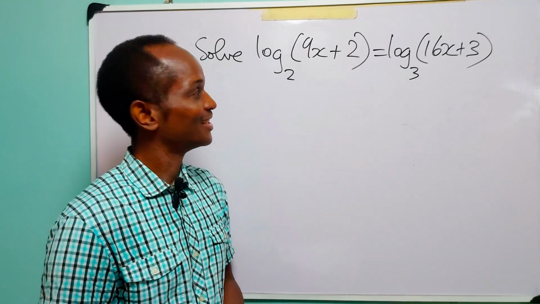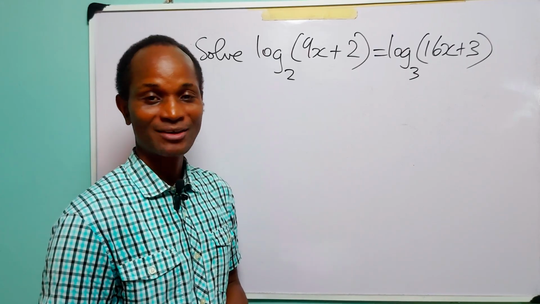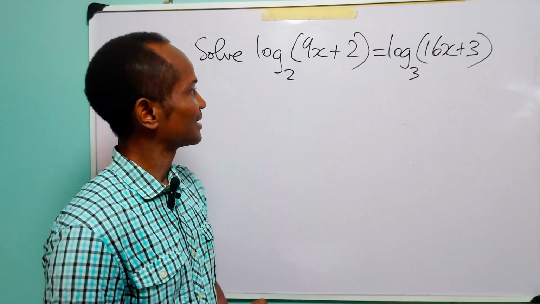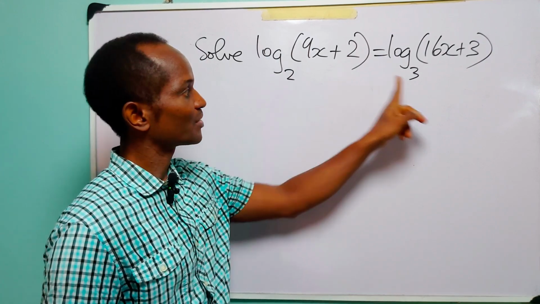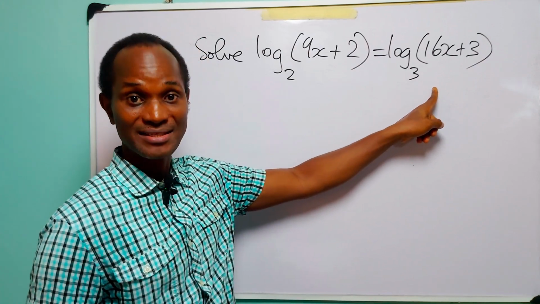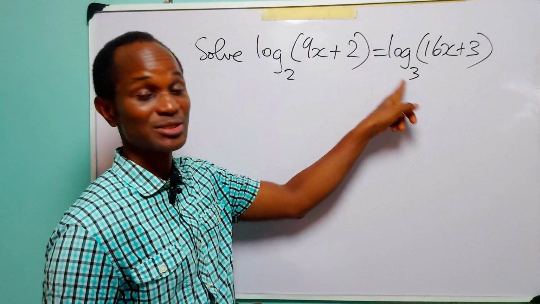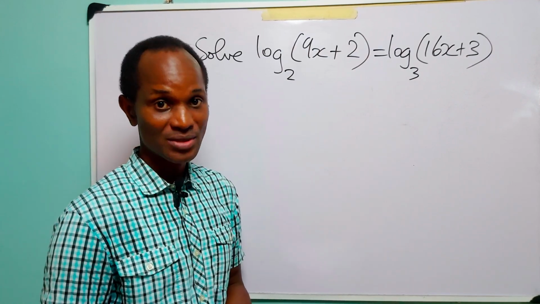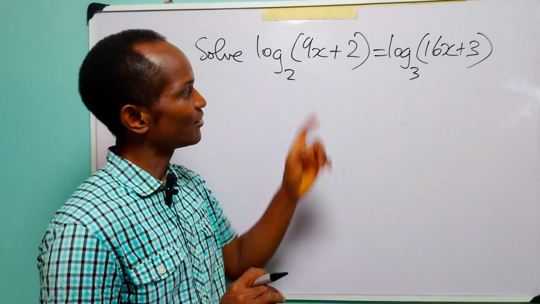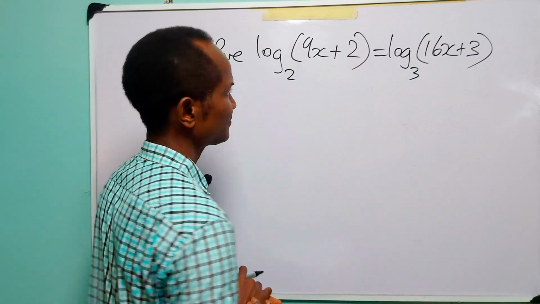Hello and welcome. To solve this logarithmic equation, our normal laws of logarithm are not going to be of much help. You can see that while the left-hand side is in base 2, the right-hand side is in base 3, and there are no integral relationships between 2 and 3. So the change of base formula is not going to help us.